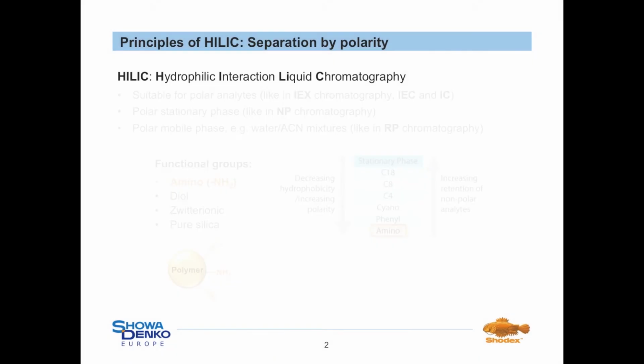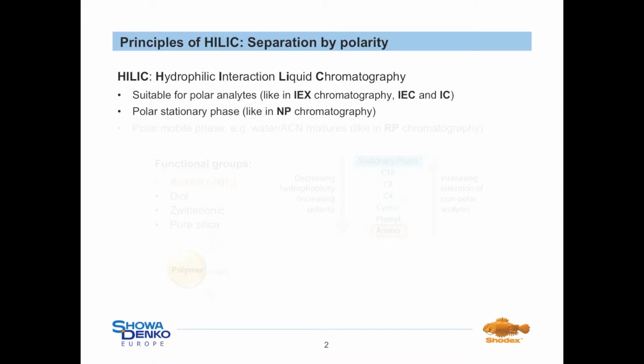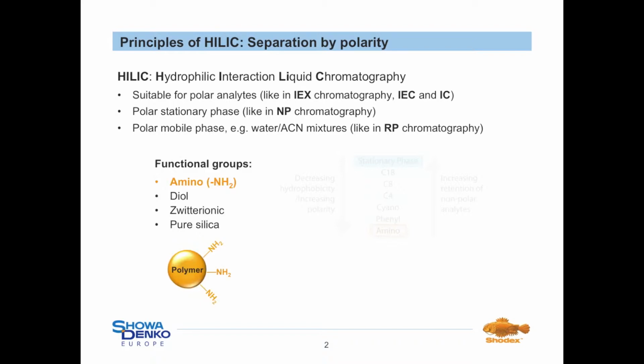HILIC is used to achieve a separation between polar analytes by using a combination of polar stationary phases and polar mobile phases, for example, aqueous buffer, acetonitrile mixtures. The stationary phases used for HILIC applications can be modified by different functional groups, for instance, amino, diol and zwitterionic moieties. But also pure unmodified silica particles with free silanol groups can be used.